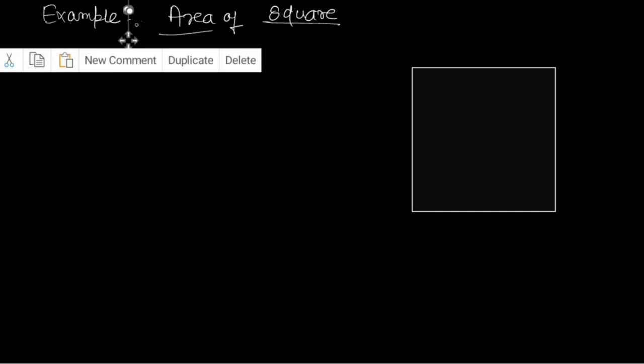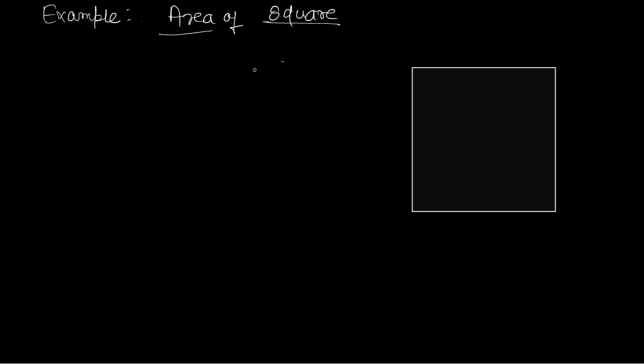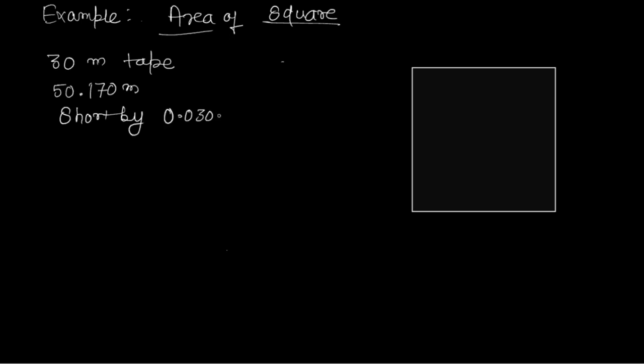Now see through the example. Let's assume that we want to calculate the area of a square, and we are using a 30-meter tape. After measurement, the length of the side comes out to be 50.170 meter. After the measurement it was found that the tape is short by 0.030 meter.